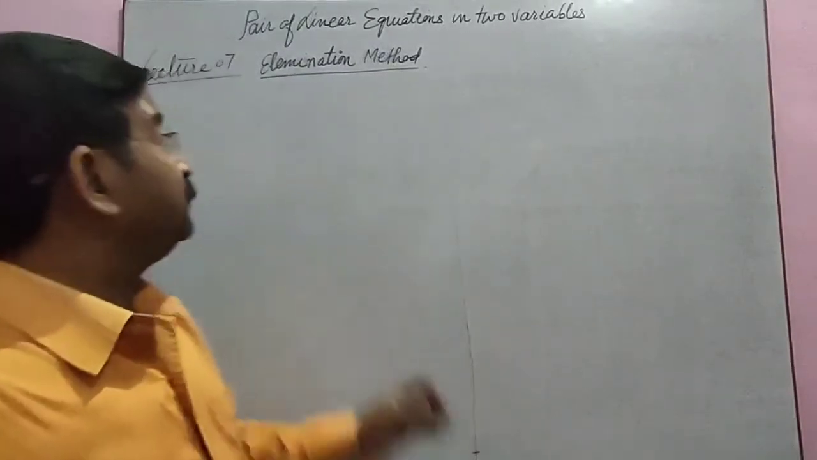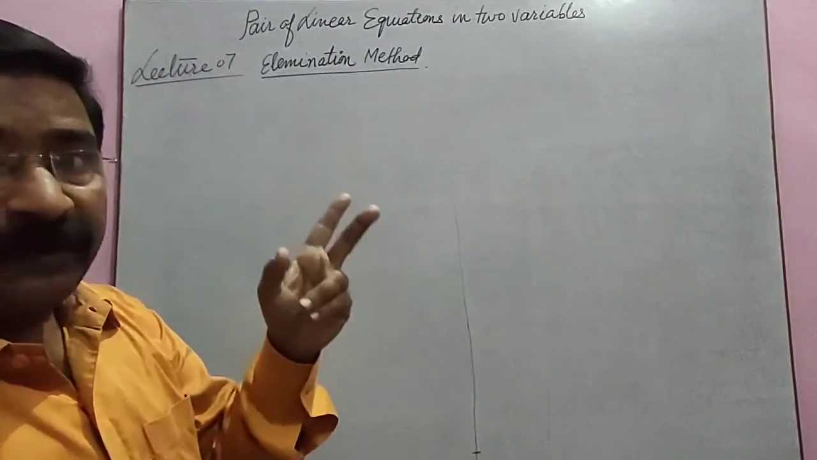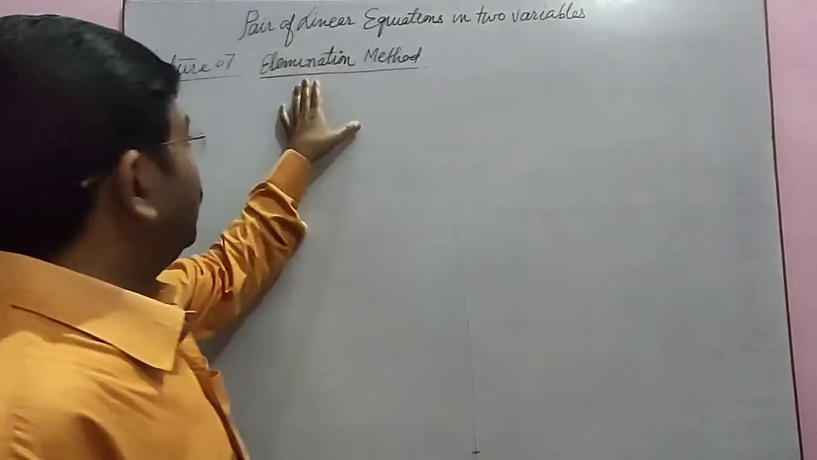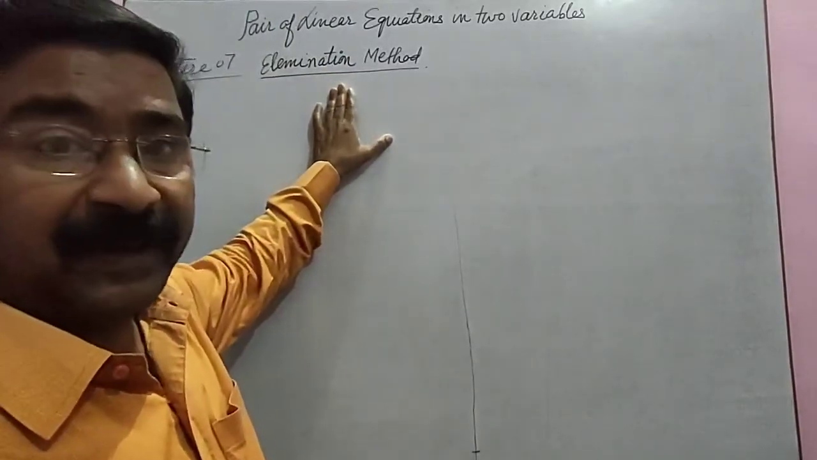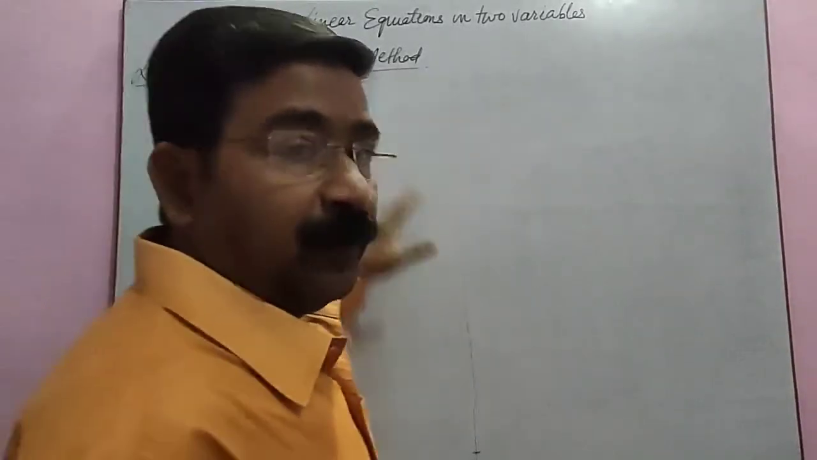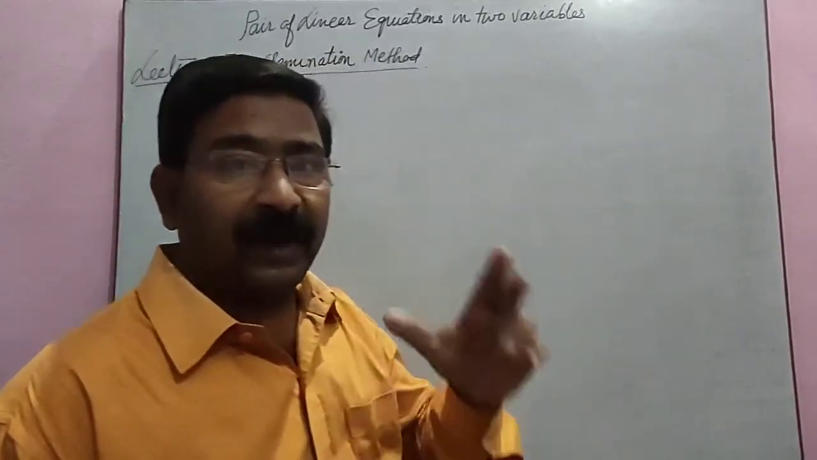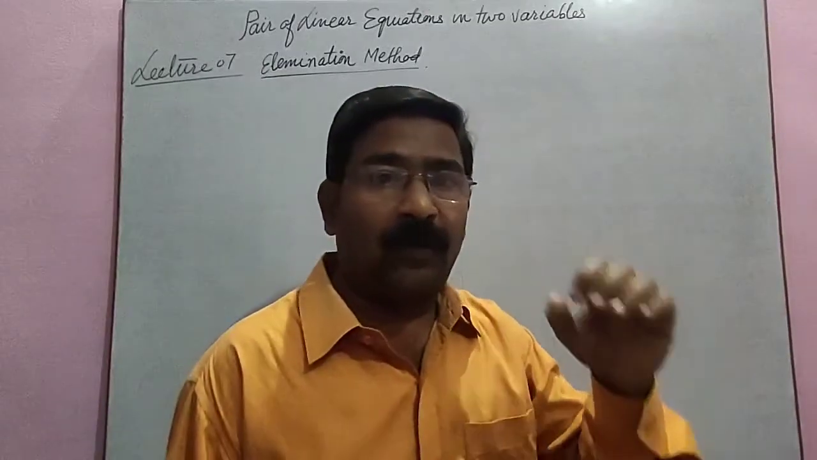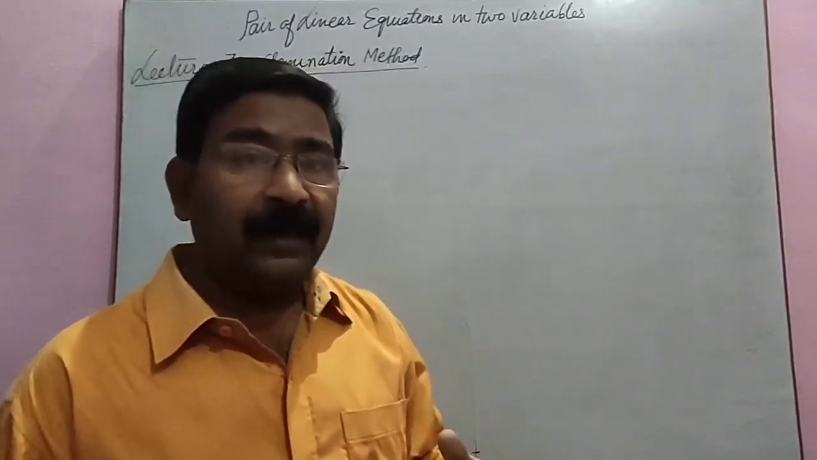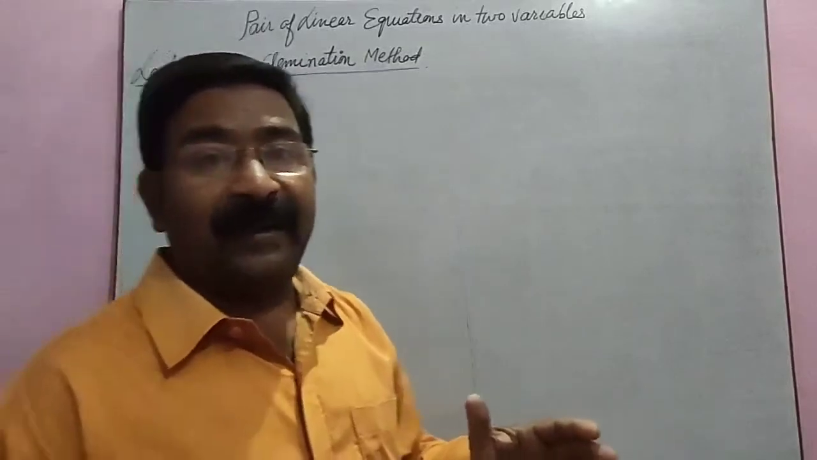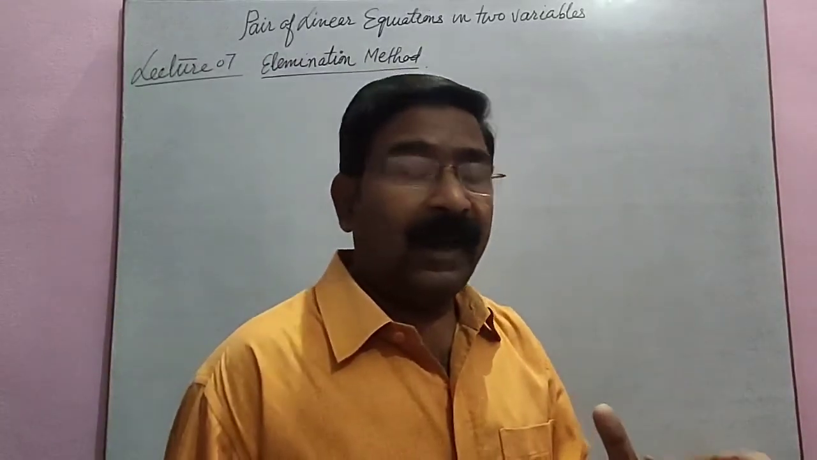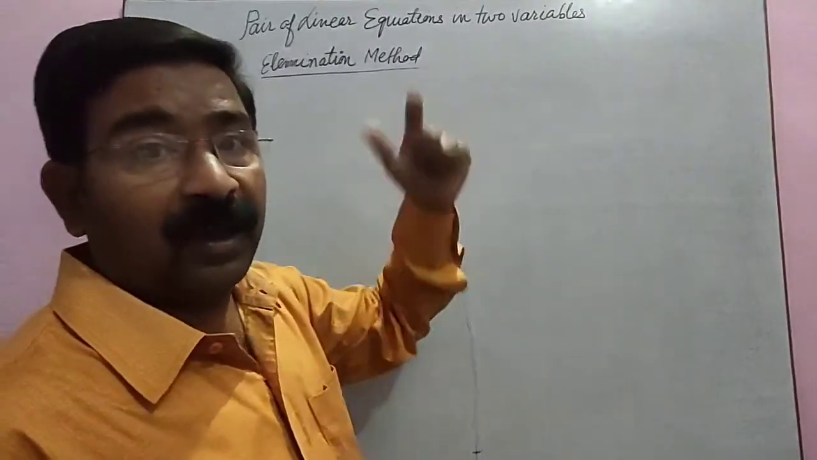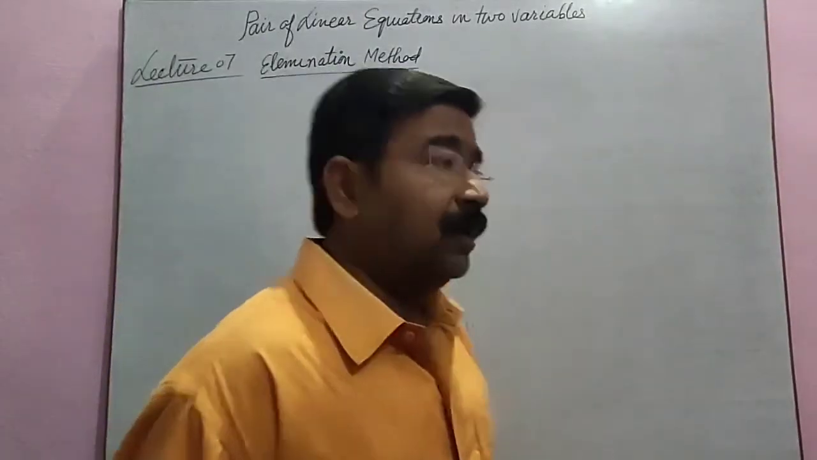So I was telling that two ways we have to adopt in the elimination method. The word elimination means to eliminate, means to remove. Out of those two variables x and y, we have to eliminate or remove one of the variables, and after that we find the value of the other one, and then we will solve for the other one. Let's see one example.